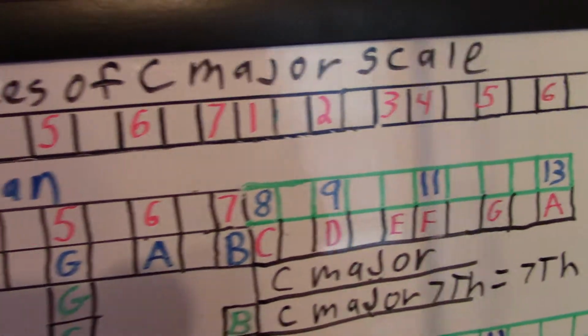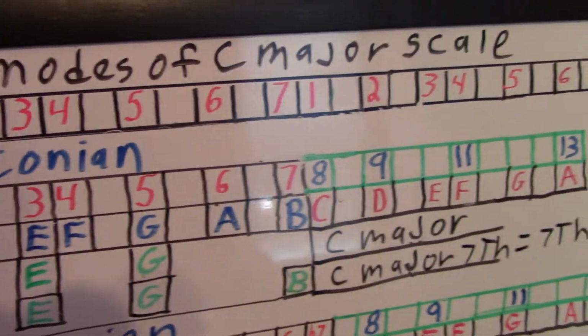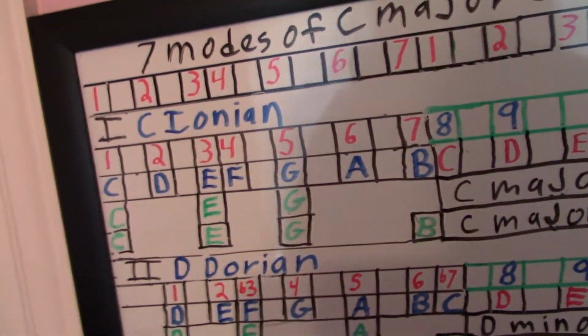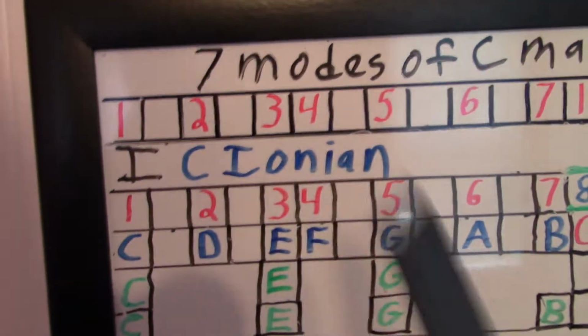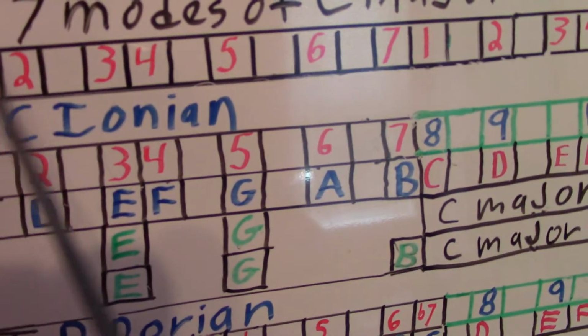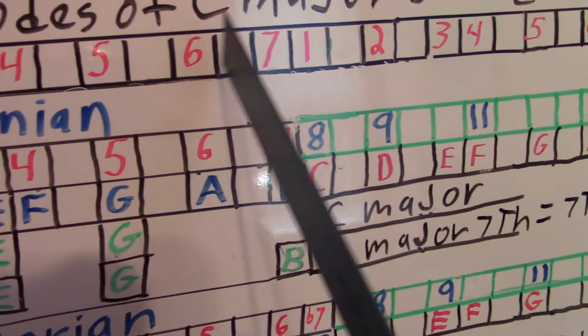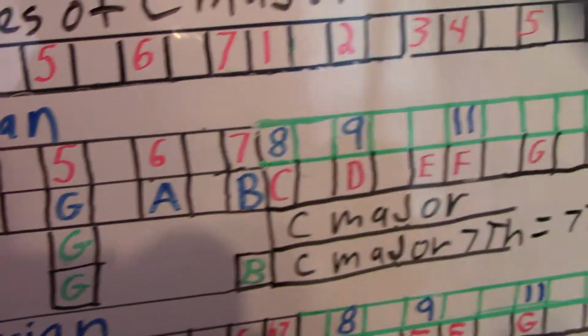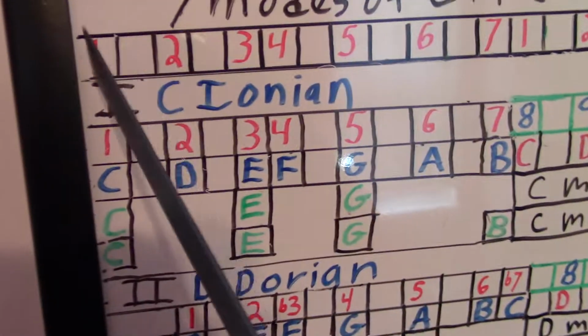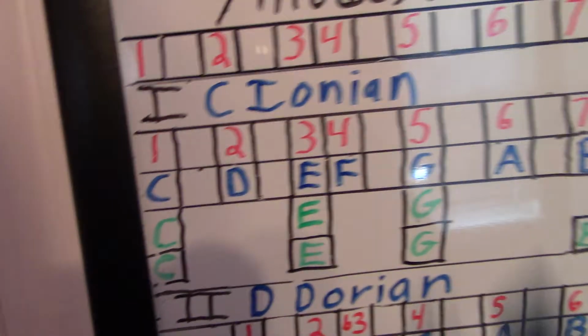You have the 7 modes of the C major scale. I picked C major because it doesn't have any sharps or flats, so for some of you who are new to modes, it makes it a little easier. Now you notice how the numbers up here are situated: 1, 2, 3, 4, 5, 6, and 7. You have the same here. I'll explain that in a little bit. But this is your major scale. This is where all music comes from.